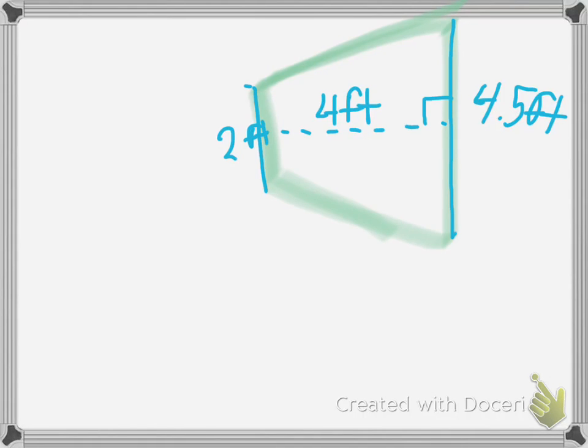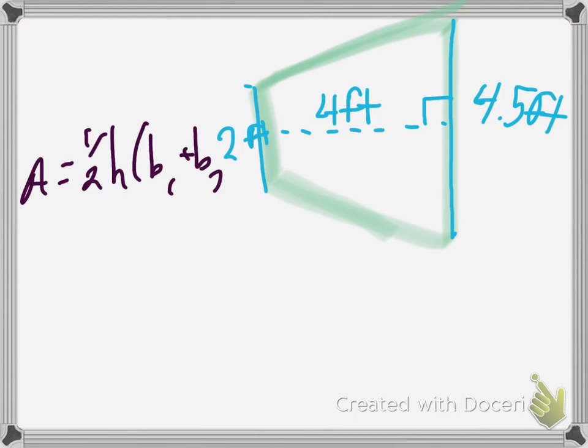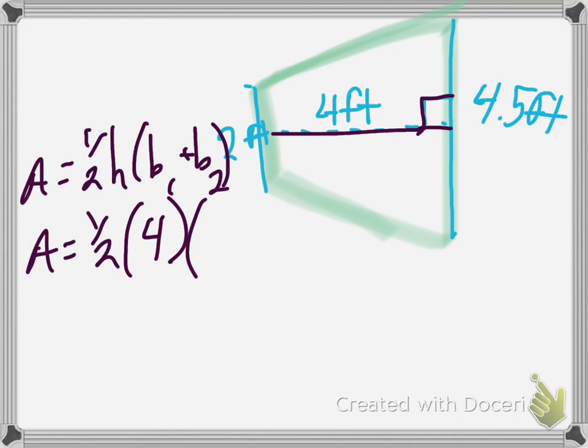Alright, so let's check your answer. You should have started out with area equals 1/2 height times base 1 plus base 2. So the area equals 1/2 height. Well, your height here is 4. See how that altitude creates a right angle? So 1/2 times 4. Base 1, you can plug in 2, plus base 2 is 4.5.